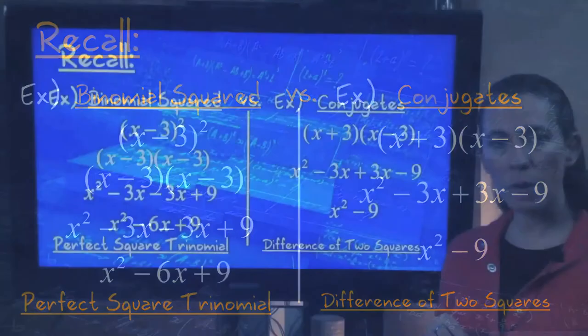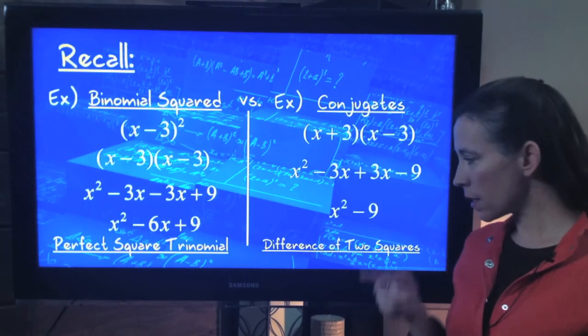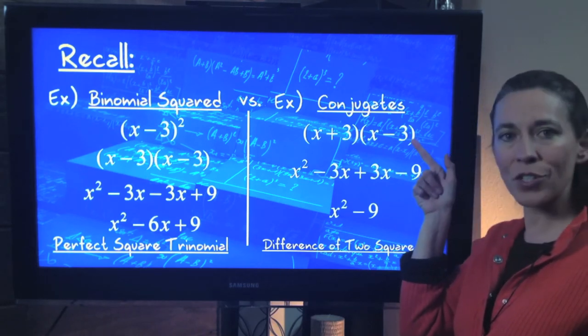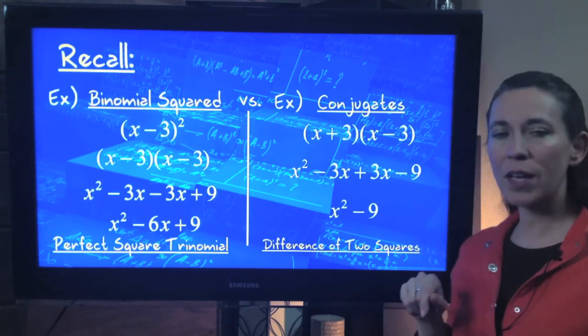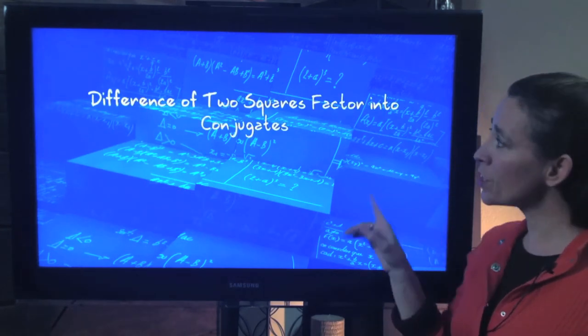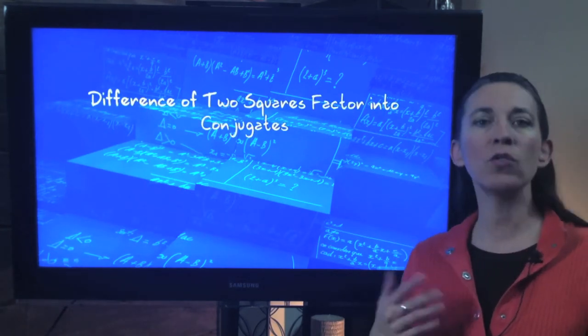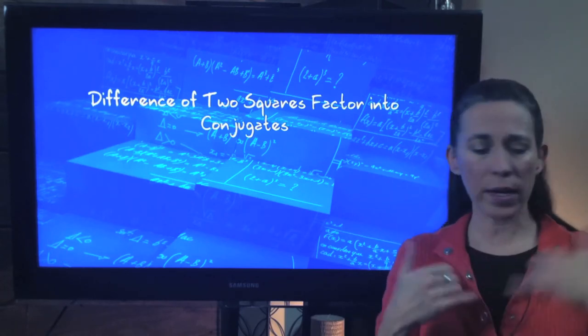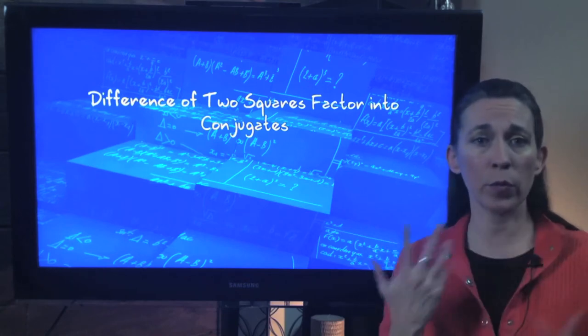and we get what we call a difference of two squares. The cool thing about these is, difference of two squares, when we go to factor, there's not a whole lot of work in between. So difference of two squares factor into conjugates. Two binomials using their square roots, one addition, one subtraction, and it doesn't matter which one you put first.